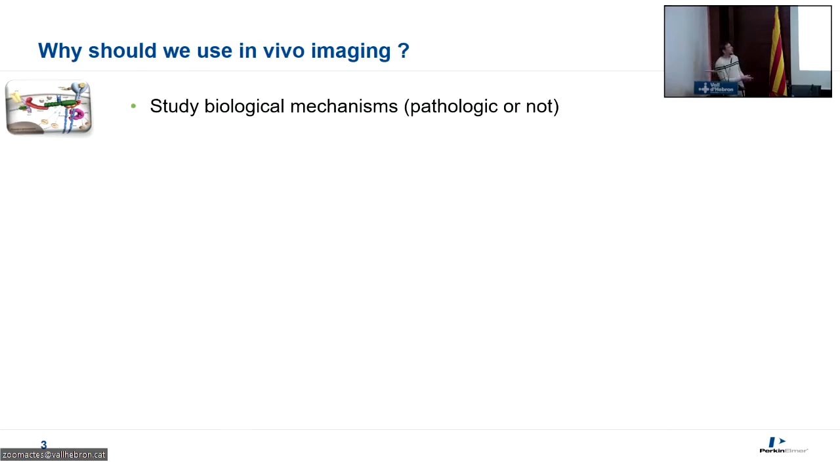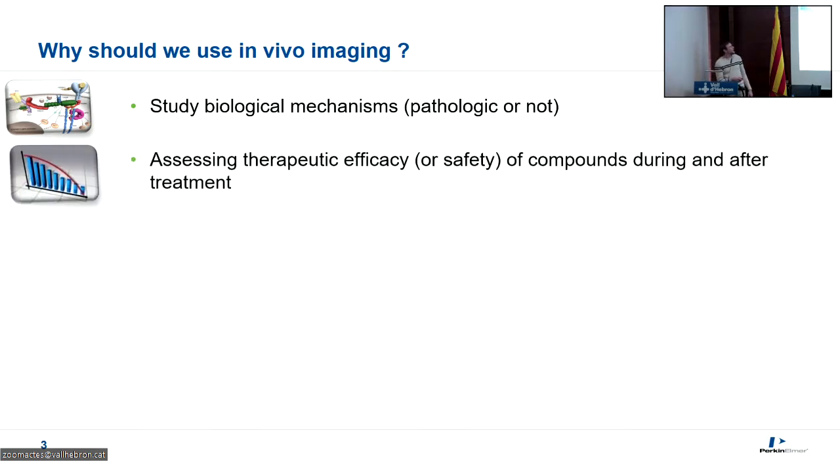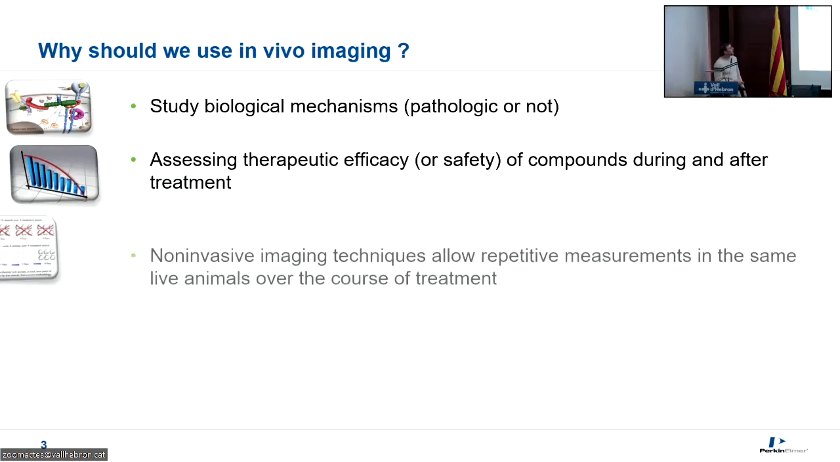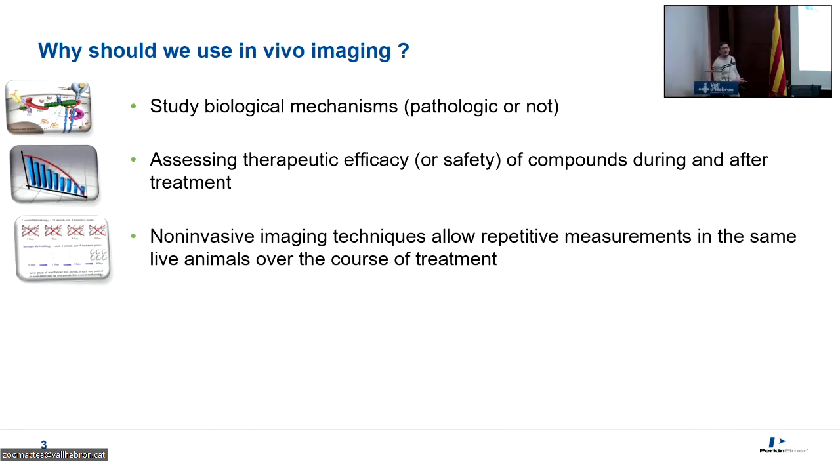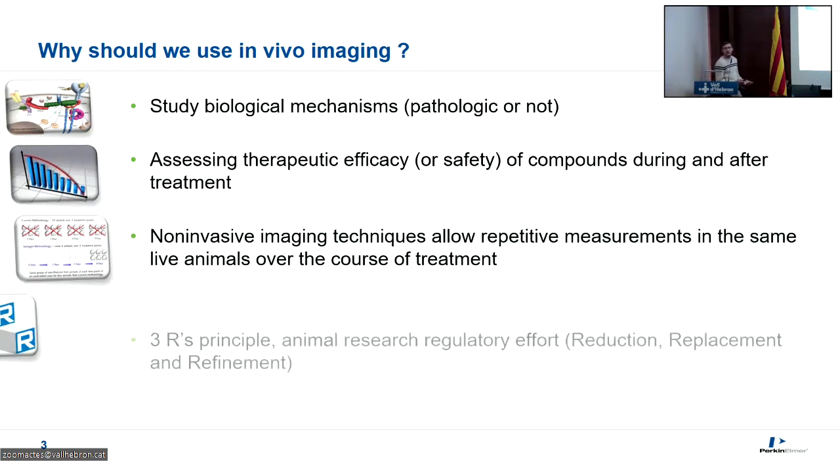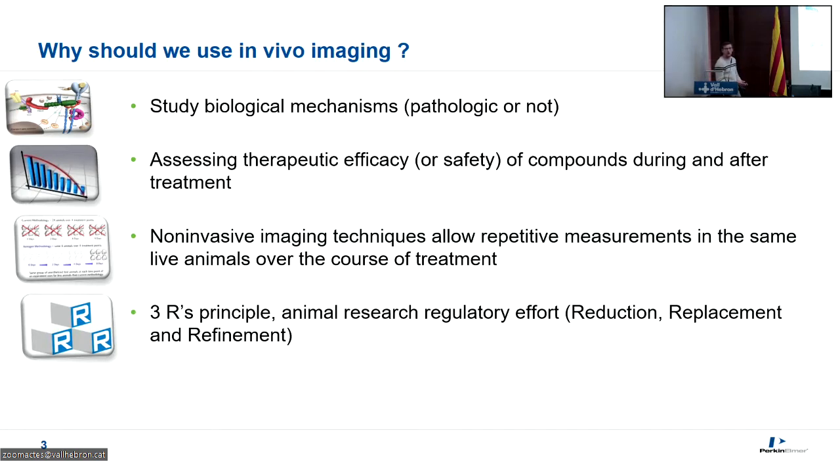So, first of all, why should we use in vivo imaging? Well, the answer is to be able to study biological mechanisms, pathologic or not, in the animal. We can then assess therapeutic efficacy or safety of a compound during and after treatment. The idea of non-invasive imaging is to be able to image the same animals at different time points, and this will be fully aligned with the 3R principle, which tends to reduce, replace, and refine your experimental protocols. We also have a good translation to the clinic because we are using animal models that mimic human pathology.